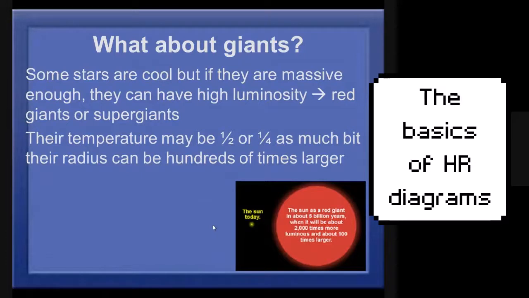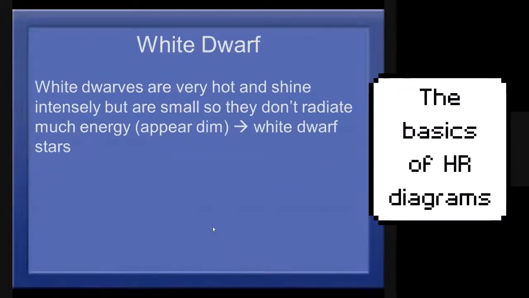And kind of the same thing, equal and opposite, goes for white dwarfs. So white dwarfs, they appear really dim, even though their temperature is double to sometimes even triple what their main sequence star counterpart is. They're a lot smaller than our sun.